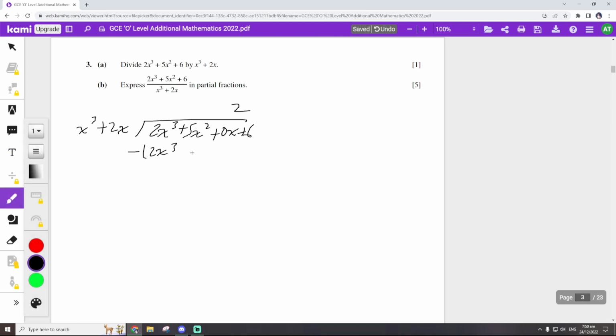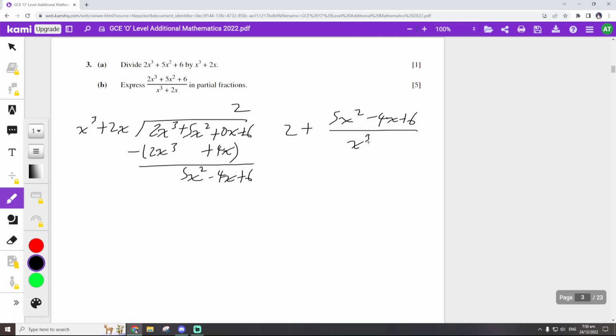2x cubed, and then plus 2x, or rather plus 4x, right? And you will get 5x squared minus 4x plus 6. So what you will get is 2 plus 5x squared minus 4x plus 6 divided by x cubed plus 2x. Okay. Now we will express this in partial fractions.